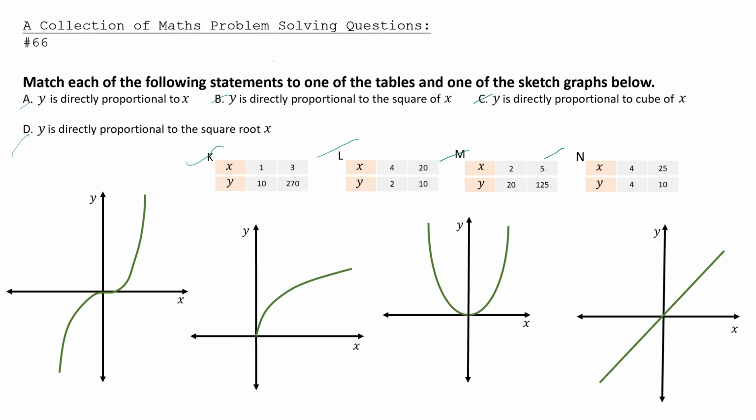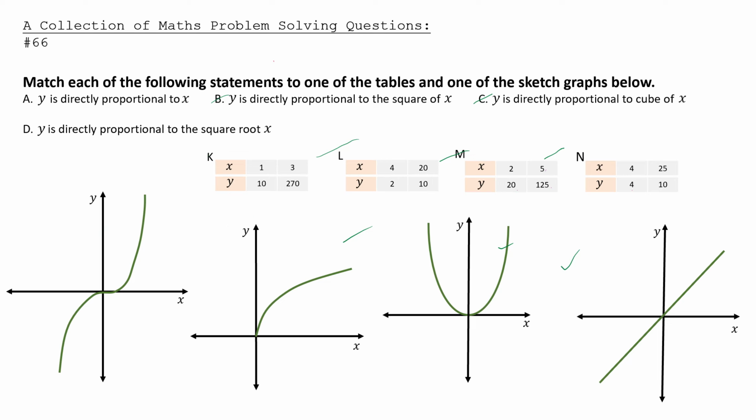The first statement, A, is y is directly proportional to x. B, y is directly proportional to the square of x. C, y is directly proportional to the cube of x. And D is y is directly proportional to the square root of x. So we have to find which of these tables match these statements and which of these graphs go with them. That's what we are supposed to find out.